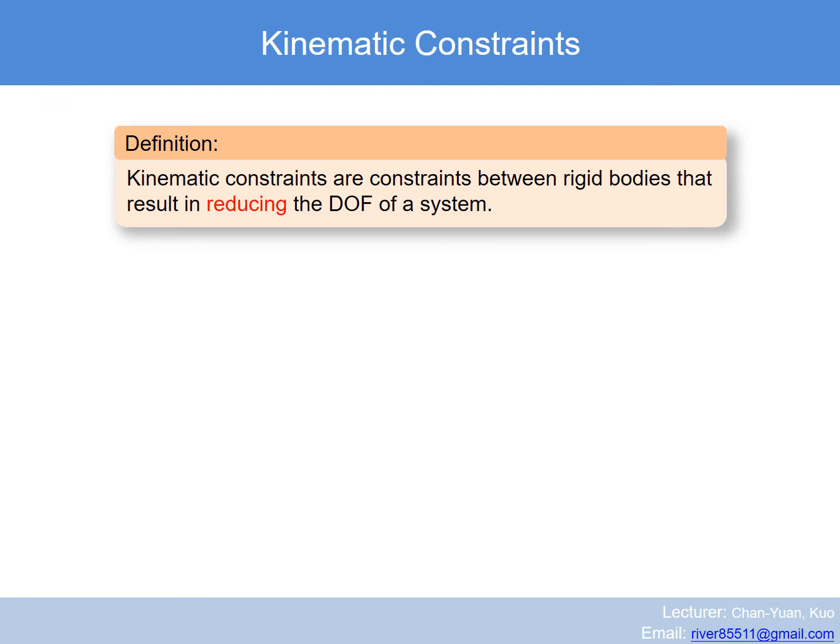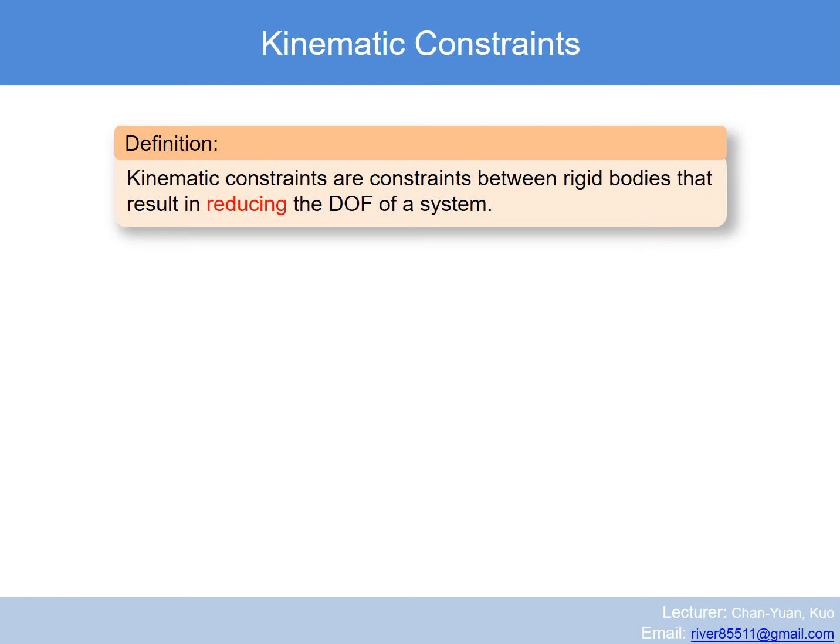However, say now we have a system with two rigid bodies that are jointed together. How many degrees of freedom does the system have? In order to answer this question, we will have to focus on kinematic constraints. Kinematic constraints, by definition, are constraints between rigid bodies that result in reducing the degree of freedom of a system.